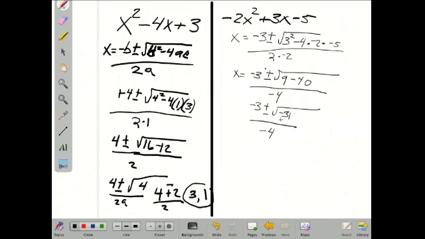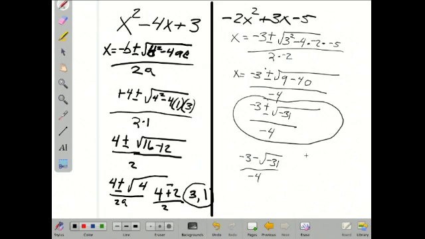Now, I can't simplify that anymore because 31 isn't a perfect square. I could do this and get a decimal, but there's no sense in doing it. I can just leave my answers in this format. If you wanted to finish this even further, you would do a negative 3 plus the square root of negative 31 all over negative 4, and a negative 3 minus the square root of negative 31 all over negative 4. Those would be the two ways to get it.